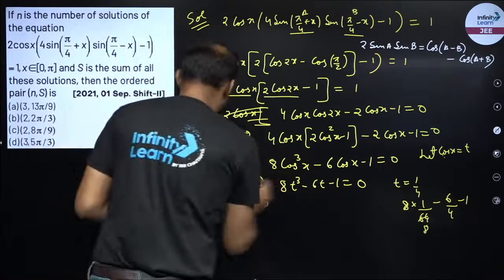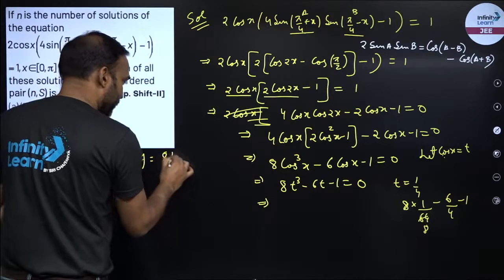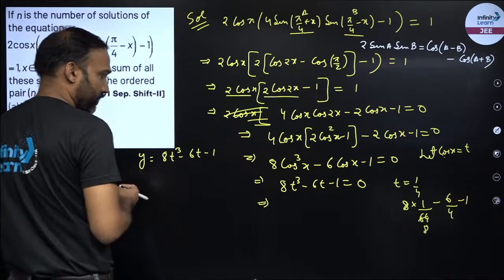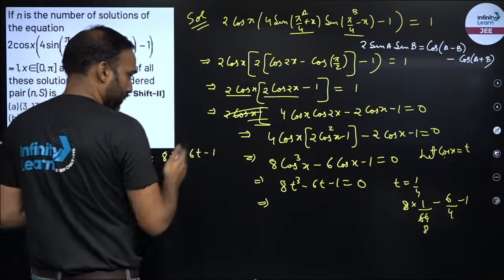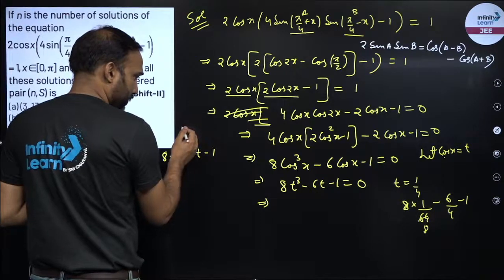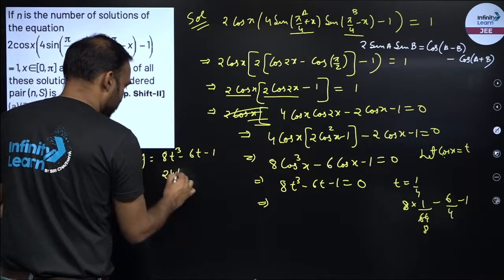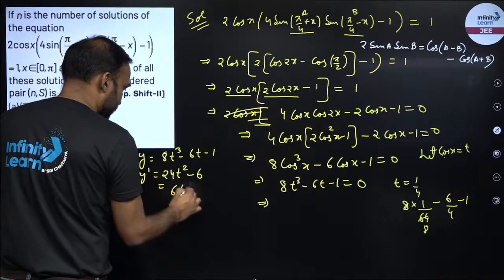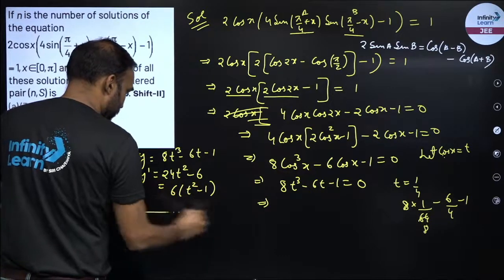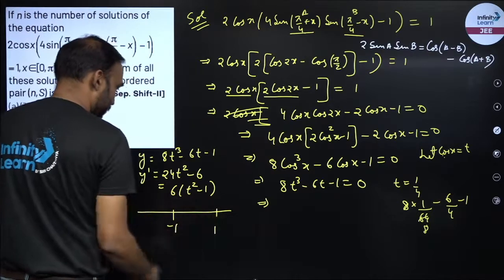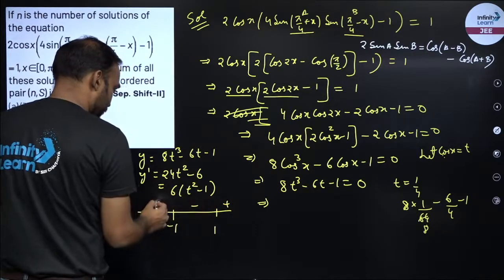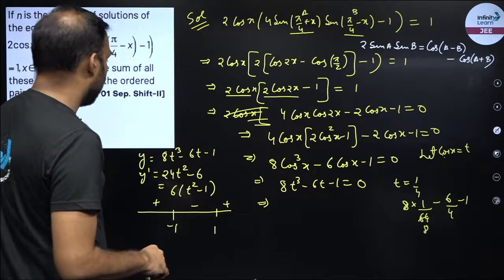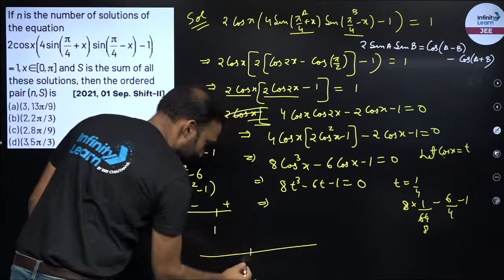Let us differentiate this. Let us try to find out the nature of this equation. So this is 24t square minus 6. That is y dash. So y dash is t square minus 1. Right, so you do have the minus 1 and 1. This is positive, negative, positive. So my dy by dx is changing its nature at 1 and minus 1.